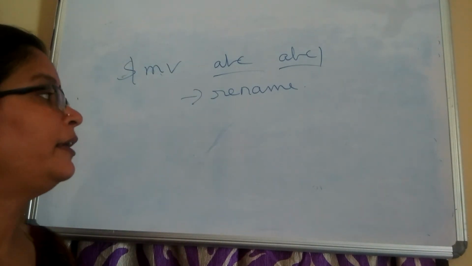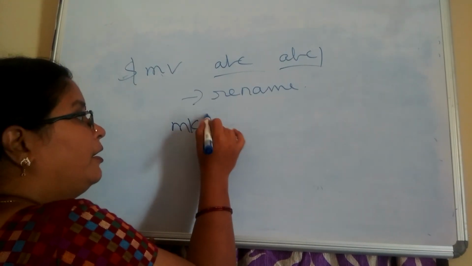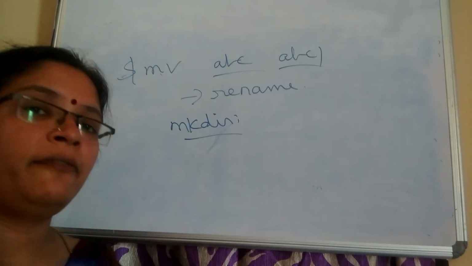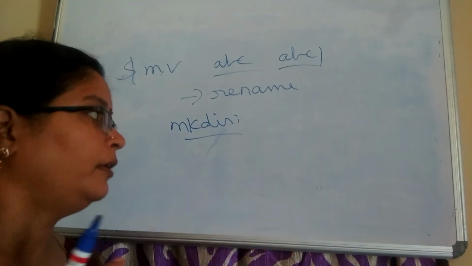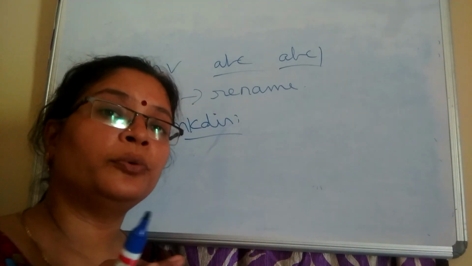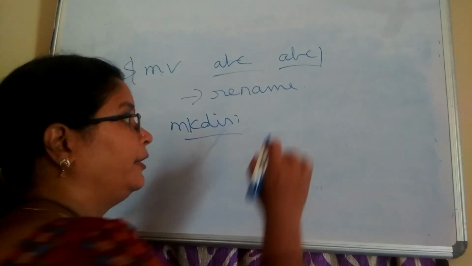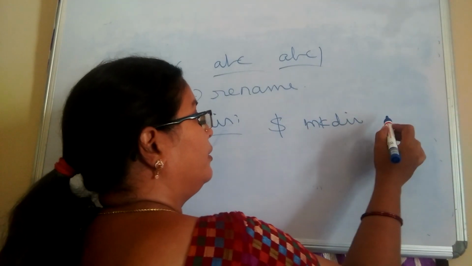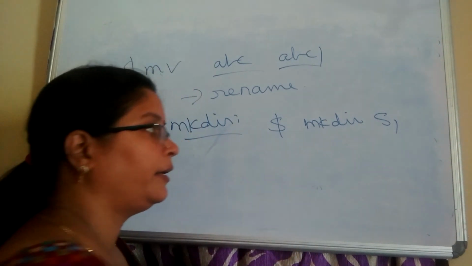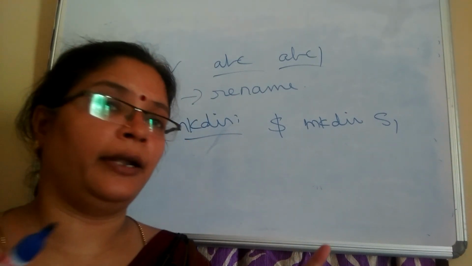Normally we can create directories with the help of mkdir. What is the meaning of a directory? It is where we can store all our files as well as other directories. mkdir is used to make or create a directory. At the dollar prompt you give mkdir s1, so the directory named s1 will be created.